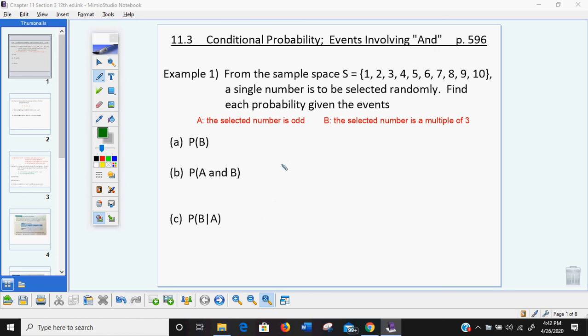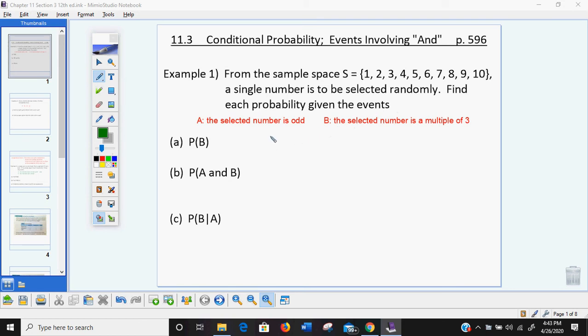Okay, let's do some probability involving the word "and" and the word "given." So in example 1, from the sample space, we have all the numbers through 10. A single number is selected randomly. Find each probability of the given event.